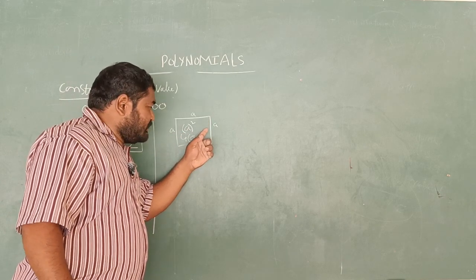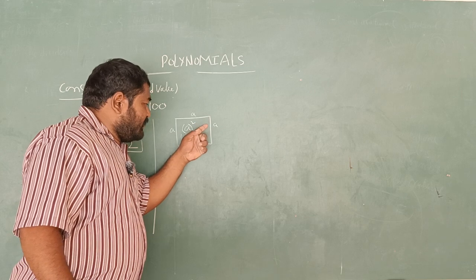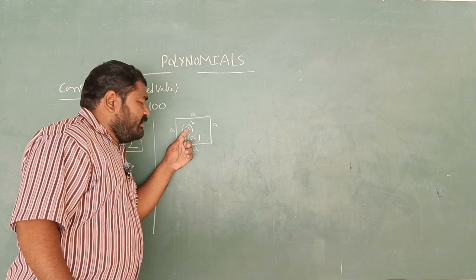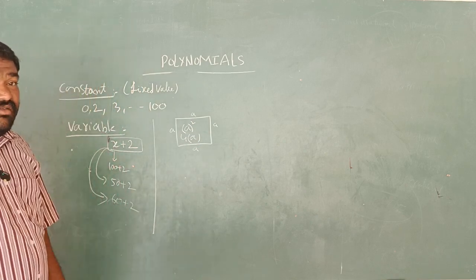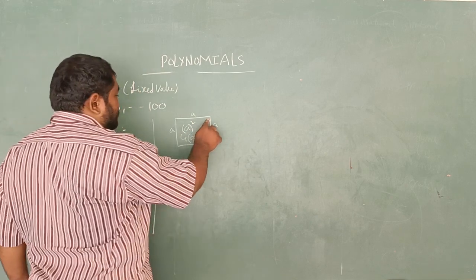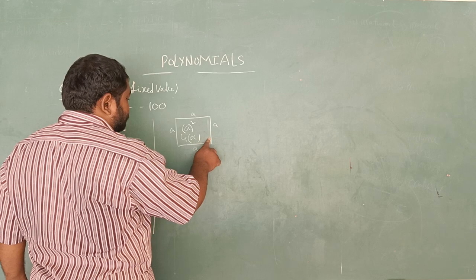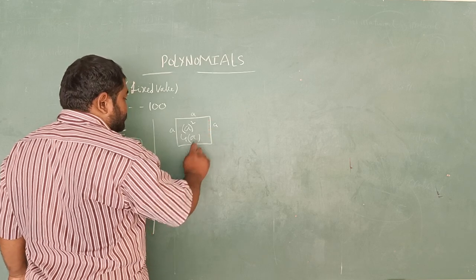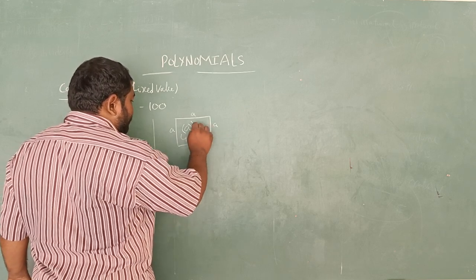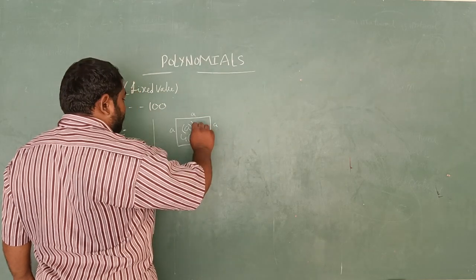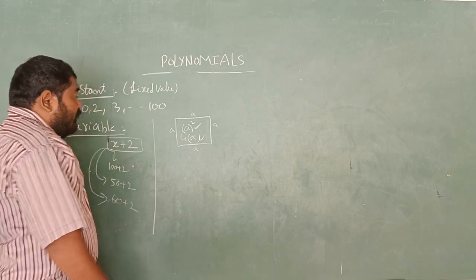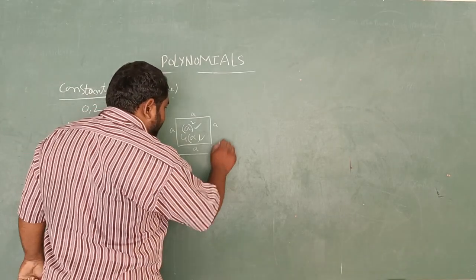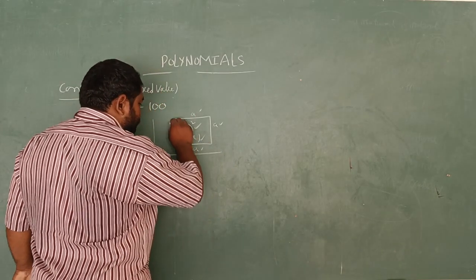as the length of the side changes, the area of the square changes and its perimeter also changes. Okay? As the length of the side of the square changes, the perimeter changes, and the area also changes. Here A takes various values.